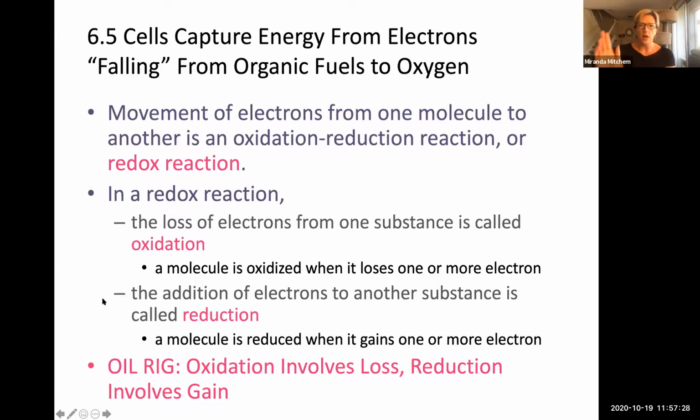So in our next module, I will show you how to follow those hydrogens so that you can appreciate the oxidation and the reduction components of the redox reaction, which cellular respiration is a great example of a redox reaction.